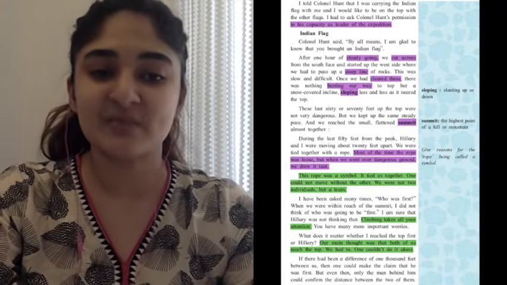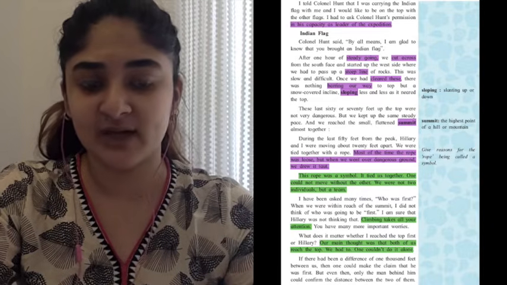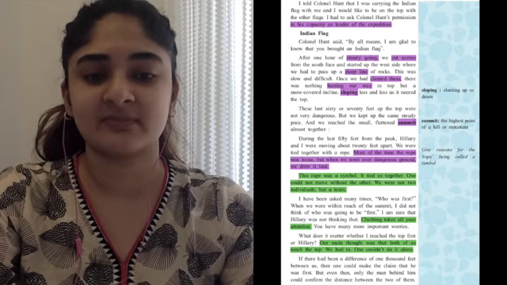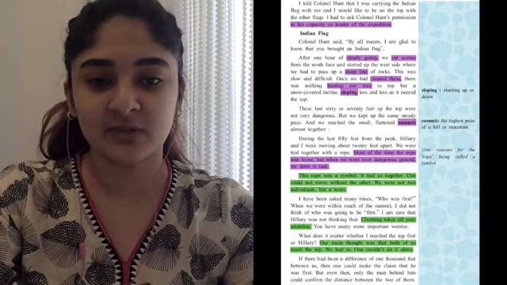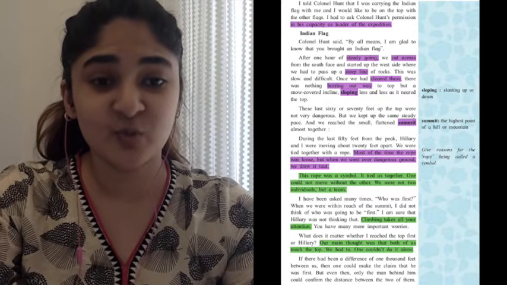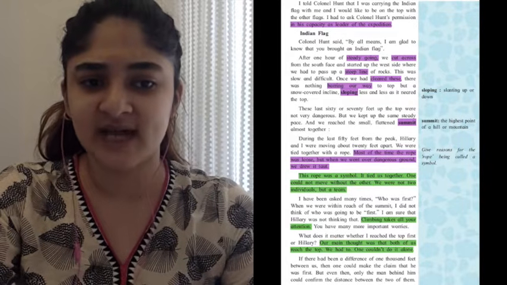This rope was a symbol. It tied us together. One could not move without the other. We were not two individuals, but a team. I have been asked many times, who was first? When we were within reach of the summit, I did not think of who was going to be first. I'm sure that Hillary was not thinking that.